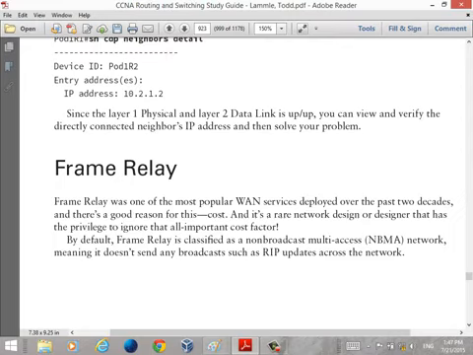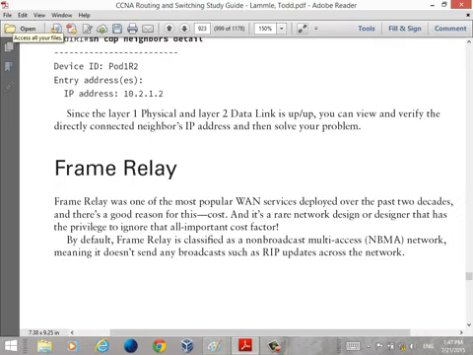Frame Relay was one of the most popular WAN services deployed over the past two decades, and there is a good reason for this: cost. And it's a rare network design or designer that has the privilege to ignore that all-important cost factor. By default, frame relay is classified as a non-broadcast multi-access NBMA network, meaning it doesn't send any broadcast, such as RIP updates, across the network.